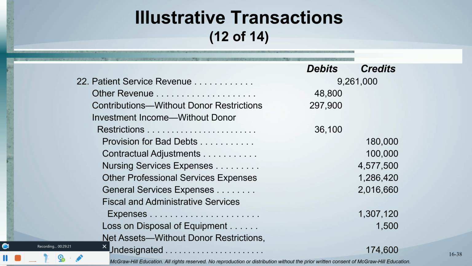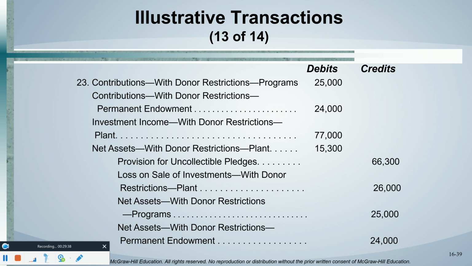Journal entry 22 is the closing entry. Closing our revenue accounts with debits. We're going to close our expense and our contra revenue accounts. We will close them with credits. And everything is going to get closed out to net assets without donor restrictions. And then journal entry 23, we're going to close out our revenues with debits and our expenses and contra revenues with credits. And everything's going to get closed out to net assets with donor restrictions.